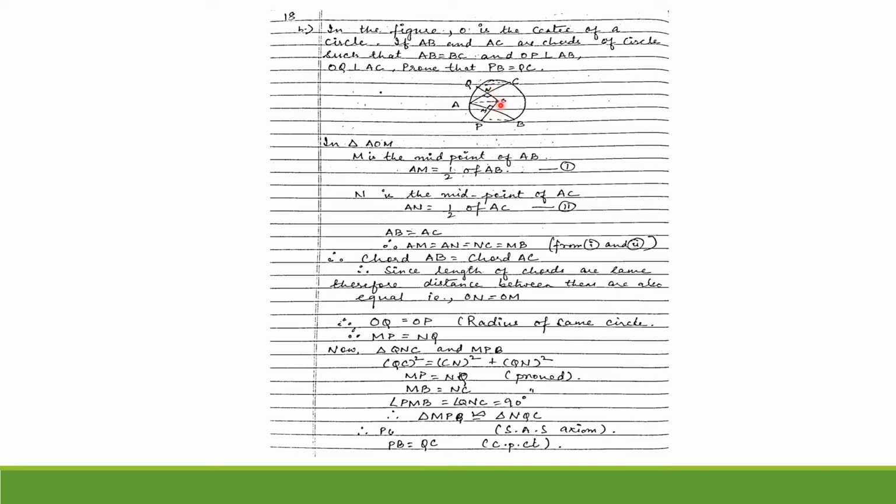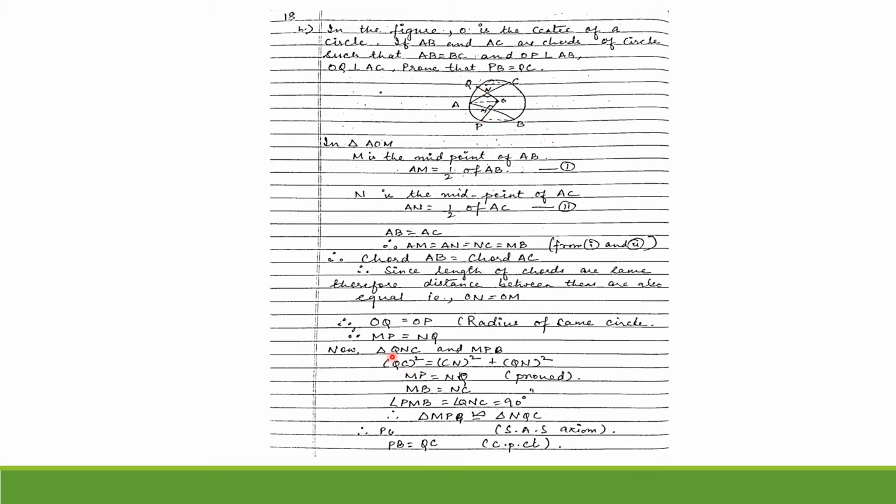Right, so if this distance is also equal, because the lengths of the chords are the same, the distance from the center will also be the same. Therefore the radii of the circle, that is your OQ and OP, will also be equal because they are the radii of the same circle. So we can say that MP is equal to NQ, and since the radii of the circle are the same, MP will be equal to your NQ.